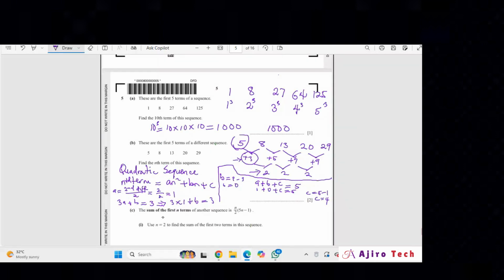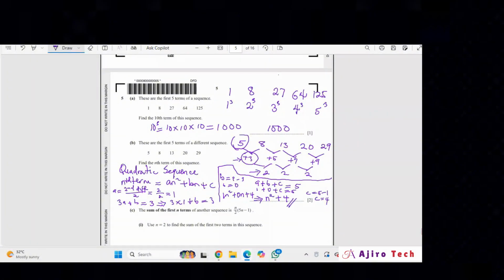So we are going to substitute that into our formula. A is 1, so it will be 1 n squared plus B, which is 0, n, plus C. And C is 4. So our answer we can write down here is n squared plus 4.